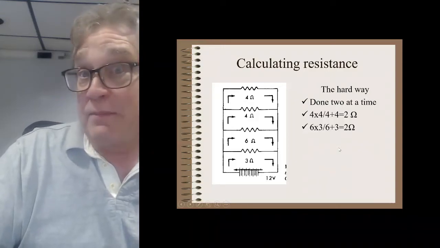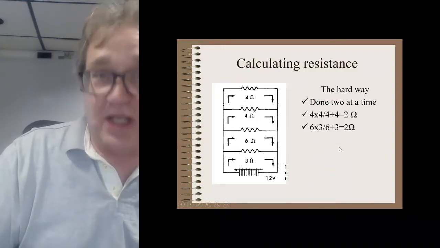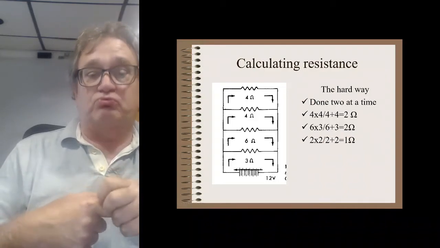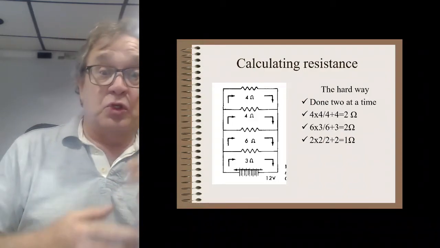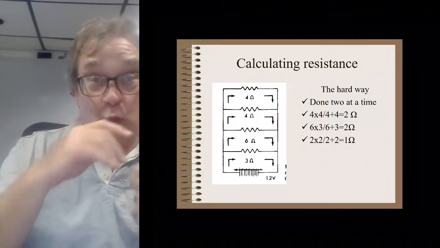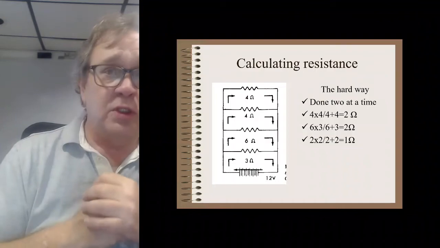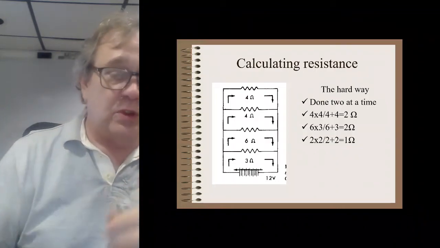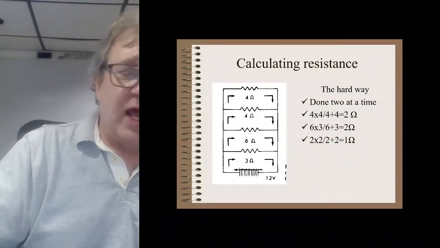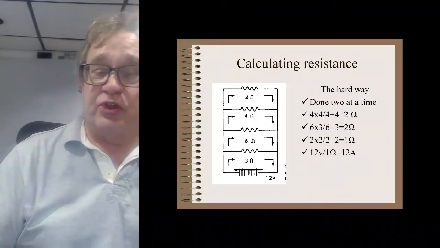Get it? So now I'm going to plug those two in together. 2 times 2 is 4. 2 plus 2 is 4. 4 divided by 4 gives me 1. 1 what? 1 ohm. Get it? 1 ohm. So what this does for me is I know my total circuit resistance is 1 ohm.